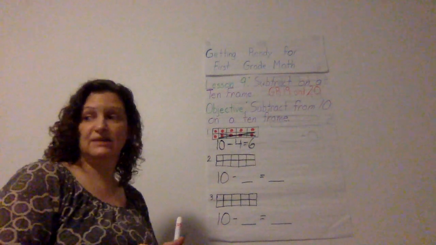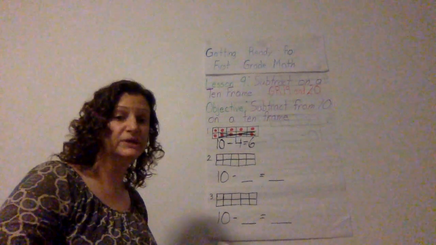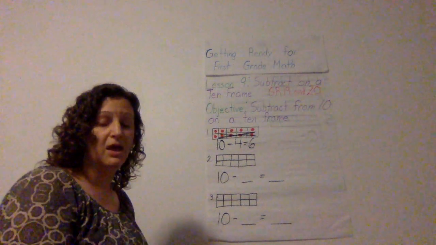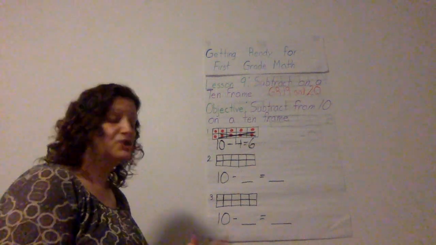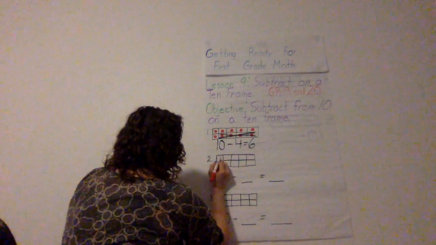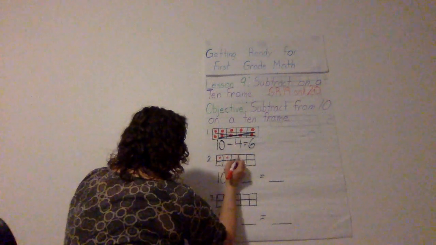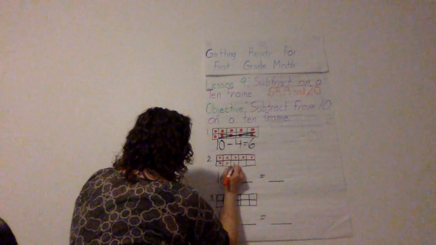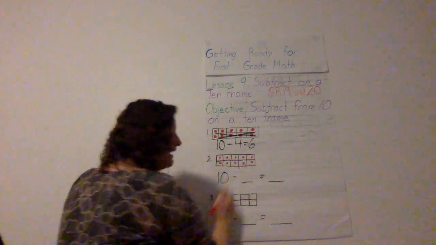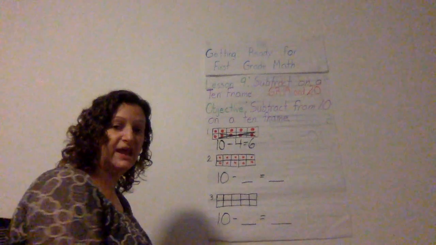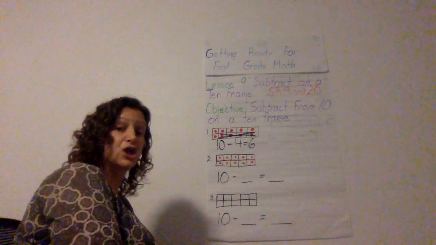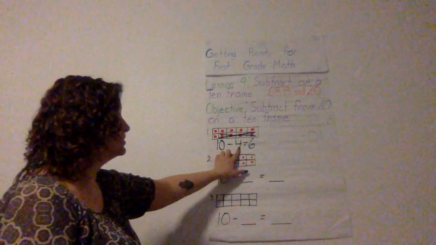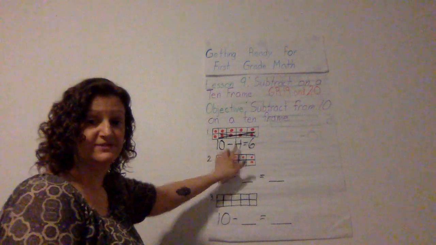For the rest of your lesson, other than number 1, you get to decide how many circles you want to take away. The rules are you have to start with 10. So you're always going to draw 10 circles. And then you're either going to take things away or cross the circles off. You cannot use numbers that's already been used. So here I have 10 minus 4. I can't take 4 away again. I have to pick something different.